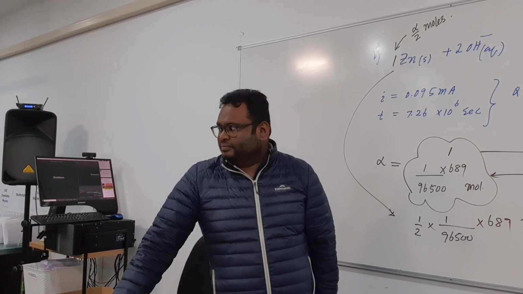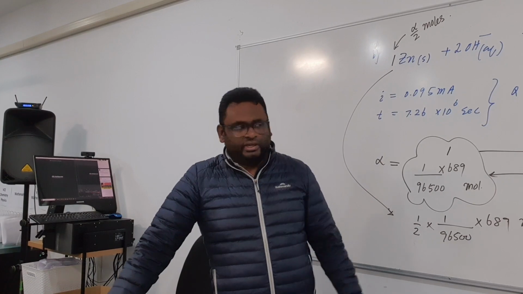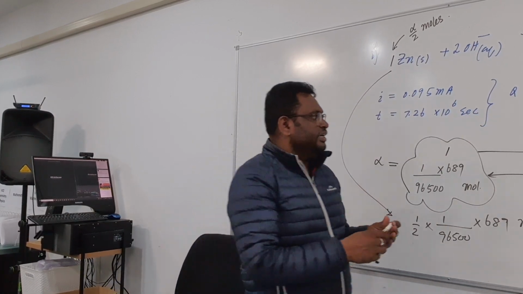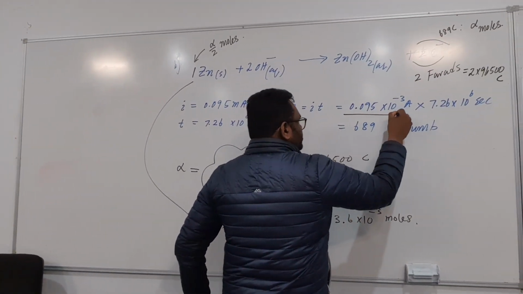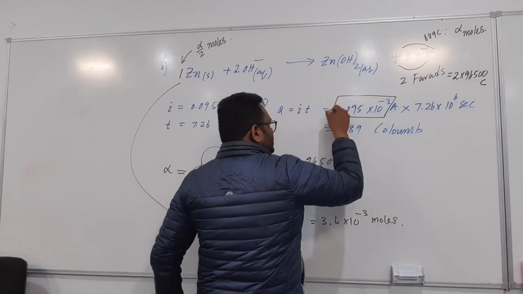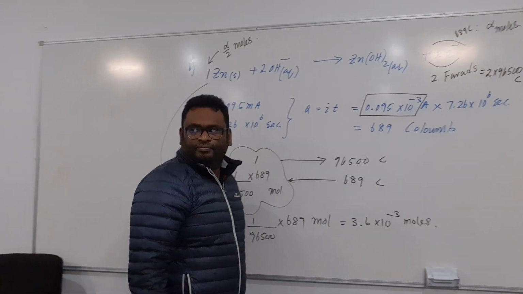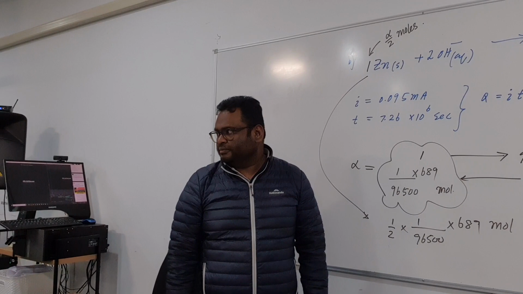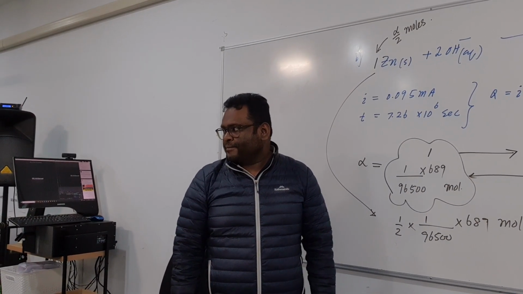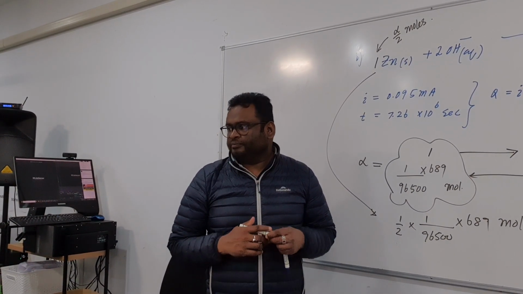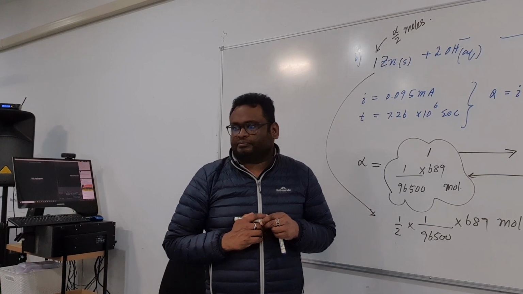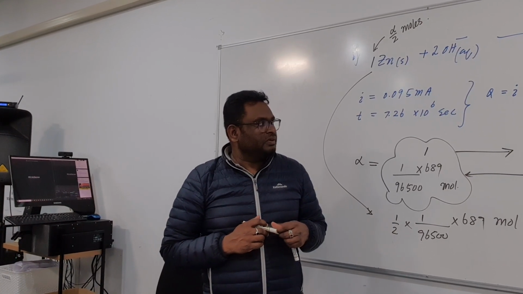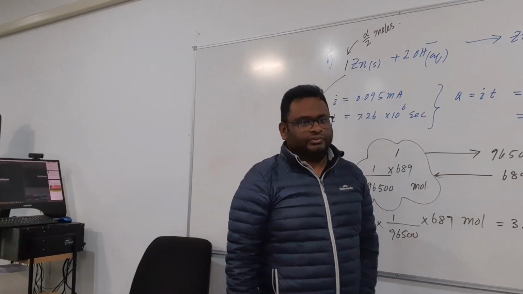SI units. That's why we convert milliamperes into amperes. You can see here, milliamperes you convert into amperes, because ampere is an SI unit. Second is an SI unit. So Q is equal, I think, is what we have used, right?